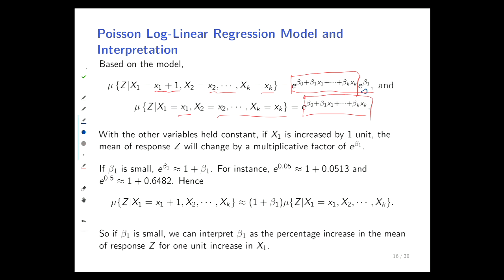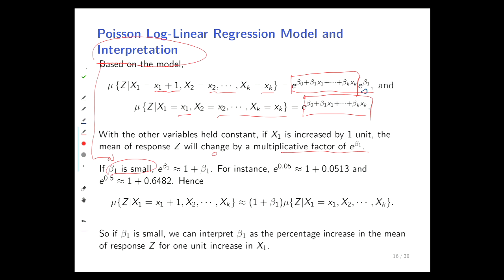So what's the meaning of this exponential of beta 1? It's something similar to the interpretation of odds. If x1 is increased by 1 unit, then the mean of response will change by a multiplicative factor of exponential of beta 1. Here we consider it as a change, so it does not necessarily increase, but it changes by this multiplicative factor. We also give some more interpretation of it, but this interpretation is only valid when beta 1 is small.